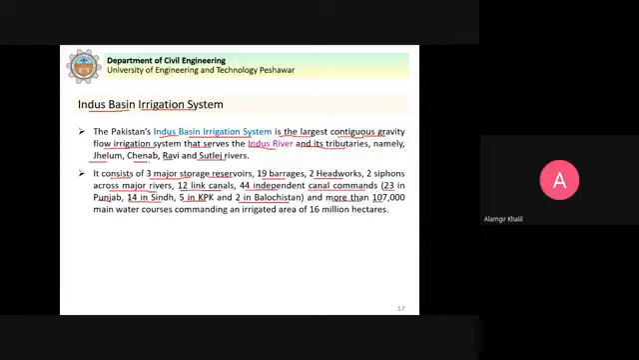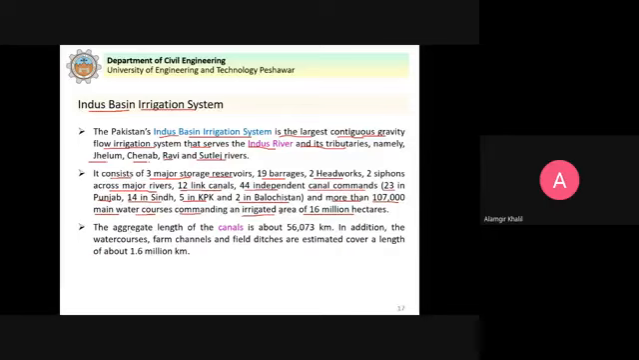And more than 107,000 main water courses commanding an irrigated area of 16 million hectares. 1 hectare is equal to 10 power 4 square meter. 16 million hectares. The aggregate length of the canals is about 56,073 kilometers. The total canals that we have, if you add up their length, that is about 56,073 kilometers.